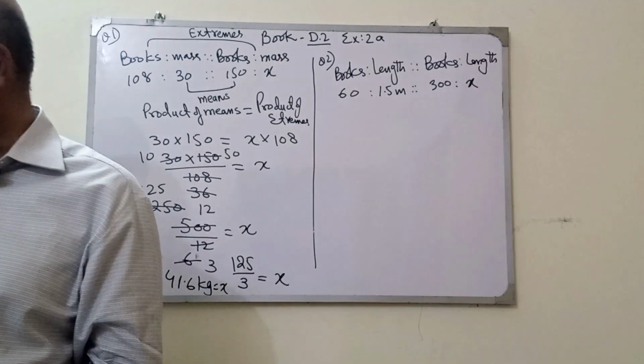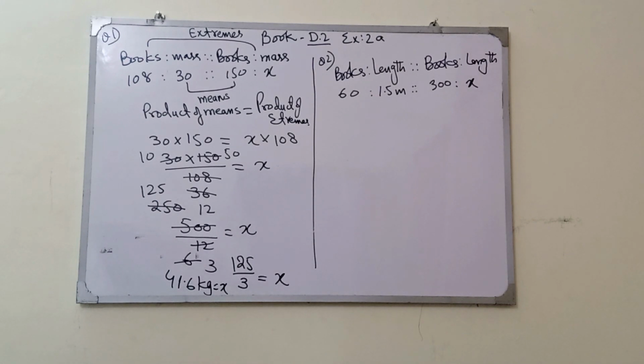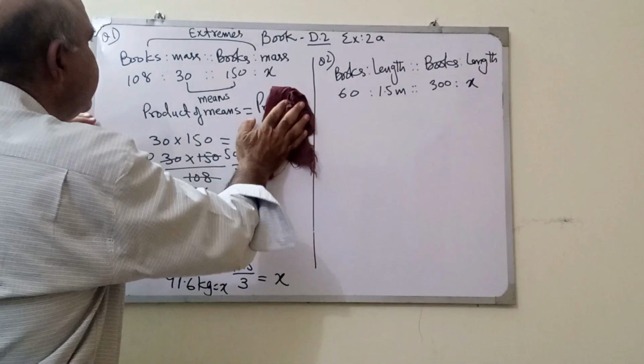Now I'm going to solve the next part of the same. The next part is the number of books that have a mass of 20 kg. Now I'm going to solve for 20 kg.